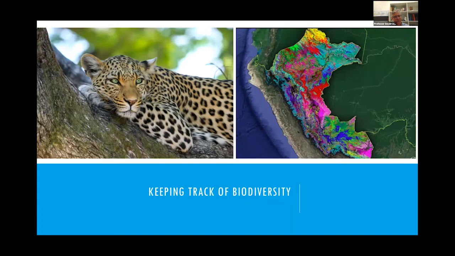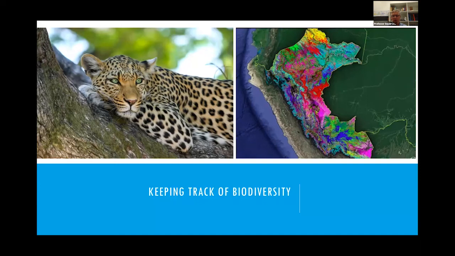And another one is keeping track of biodiversity. So you'll be familiar, if you watch any David Attenborough program, with the amazing technologies we have on the ground now to monitor biodiversity: the camera traps and various other sensors on the ground to look at what's happening. We've also got new technologies from space or from aircraft for monitoring biodiversity.